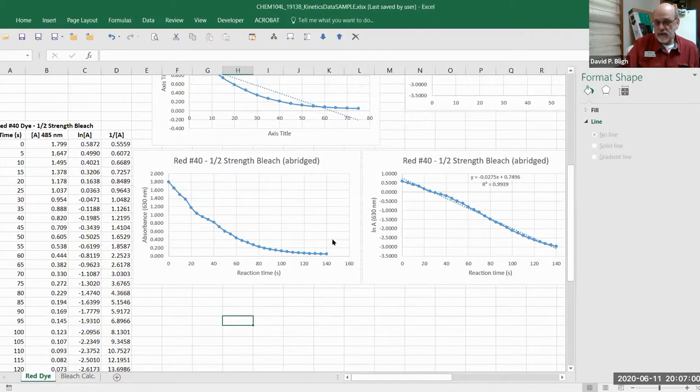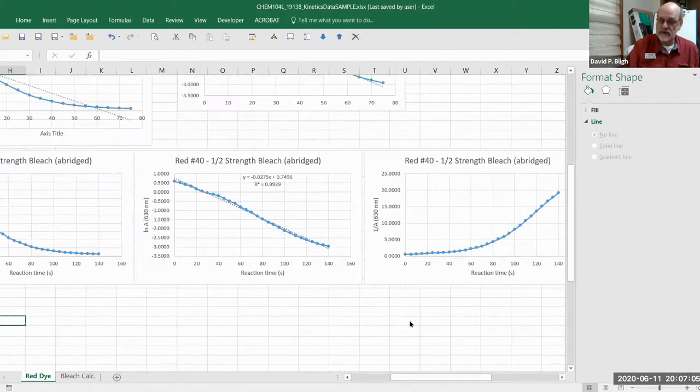So we generate the plot, and we find that, yes, indeed, even at half strength, we still get a linear plot for the natural log of the concentrations. So we have that one fixed, and when we created the trend line, we told it to also put the formula and the R squared value in there. So now we have 0.0275 as the K prime for the half strength. Notice the K prime is different for the full strength and the half strength, and that's important.